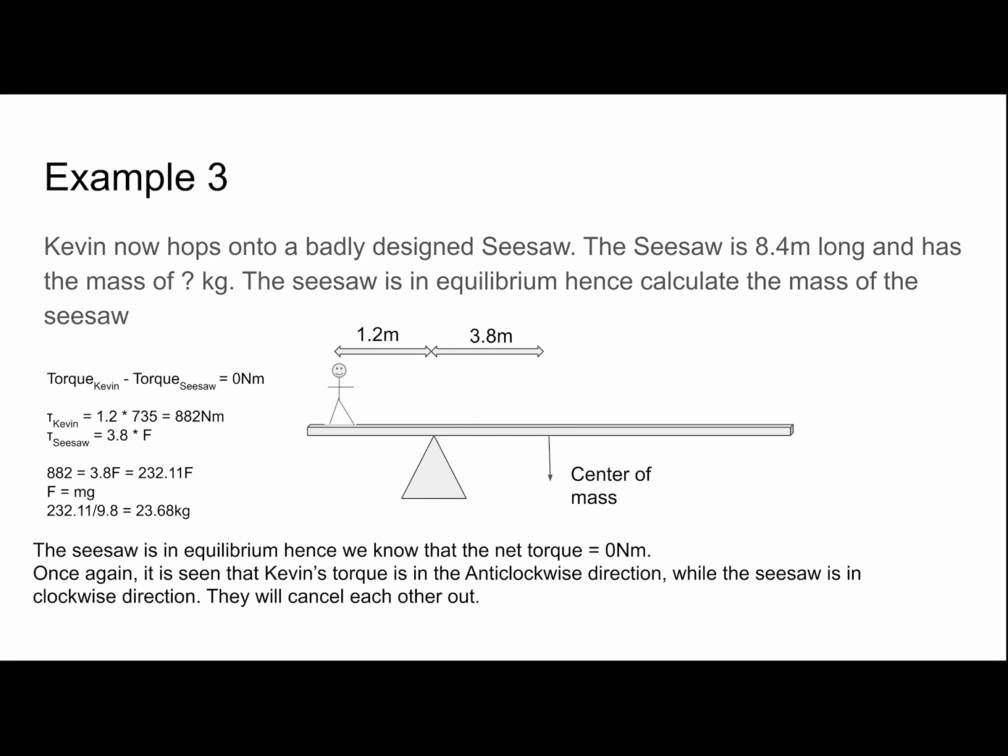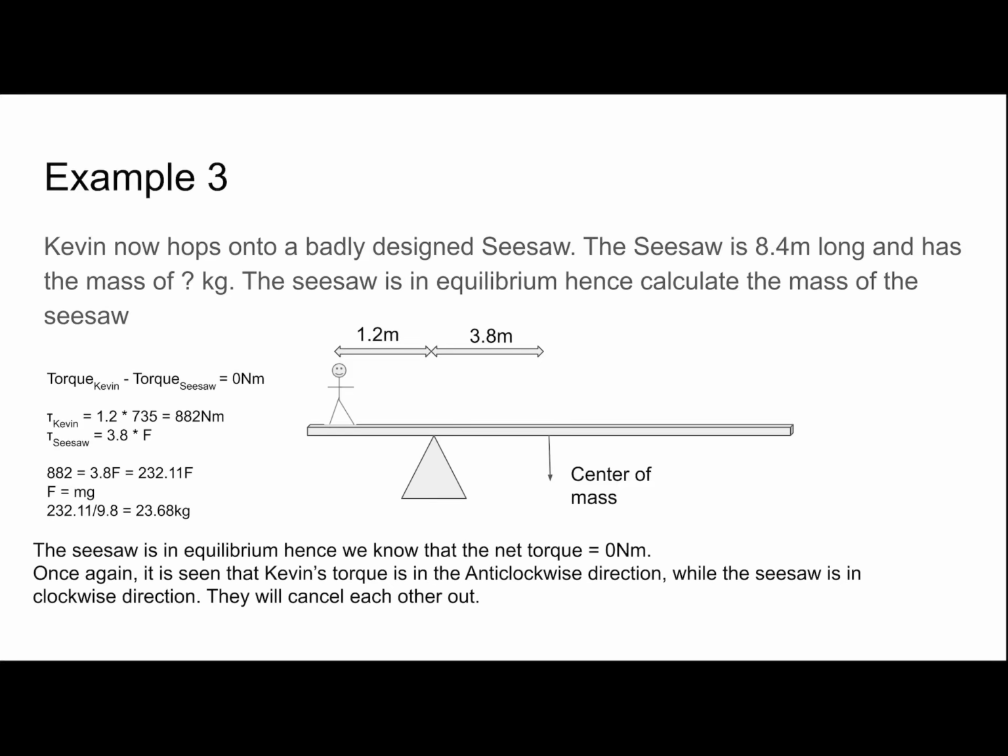We do know the torque provided by Kevin because we know that he's 75 kilograms, and that translates to 735 newtons. We also know that he's 1.2 meters away from the pivot. So we can instantly calculate that the torque of Kevin is 882 newton meters, and that will be in the anti-clockwise direction. The center of mass will be whatever the force of the bar is, multiplied by the distance, which is 3.8 meters. So we can write that as 3.8 times the force that we don't know, and that will be in the clockwise direction.